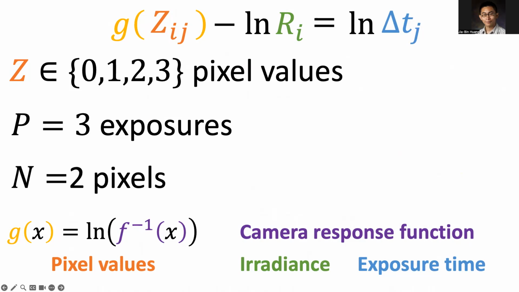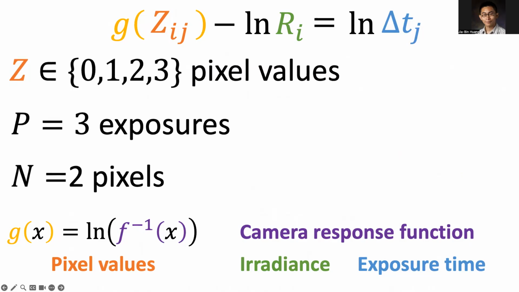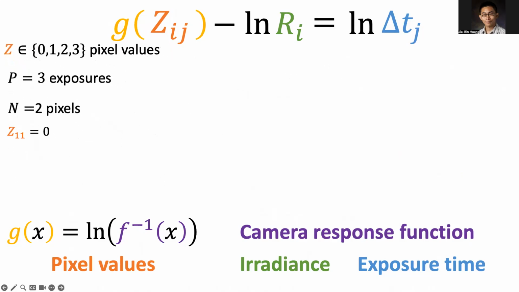I have an image with just 2 pixels, and we will take 3 exposures for this image. Each pixel could take on 0, 1, 2, 3 values. So what does it mean? Let's make a problem for pixel 1. In the 3 exposures, I get 0, 1, 2. This is a darker pixel. In pixel 2, in the 3 exposures, I get 1, 2, 3. Okay, so this is just a made-up problem.